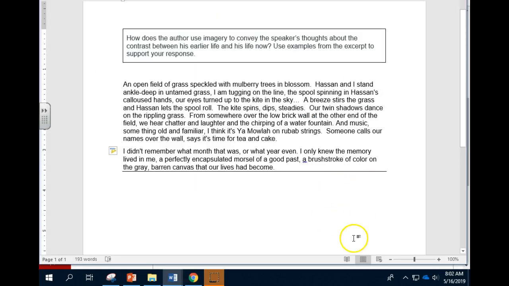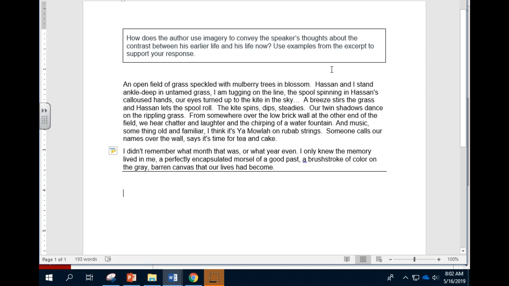All right, so let's talk about that first characteristic, responding accurately to the question. Let's take a look at this constructed response question. This is one that I made myself as an example, but this is pretty much what it's going to look like. This question says, how does the author use imagery to convey the speaker's thoughts about the contrast between his earlier life and his life now?